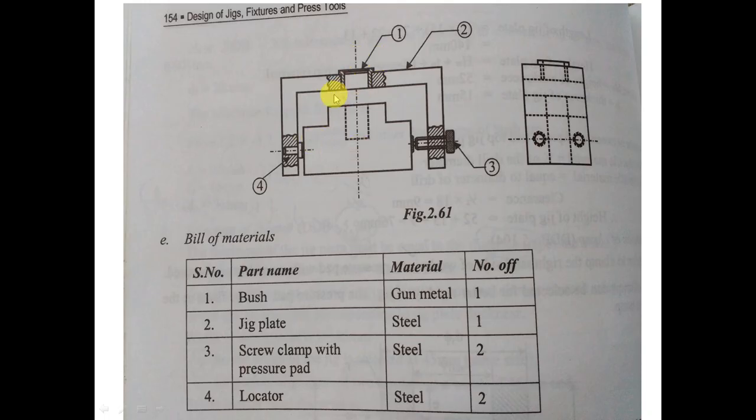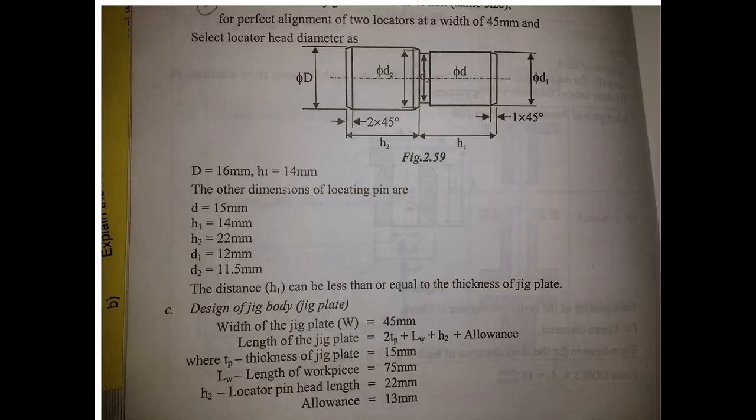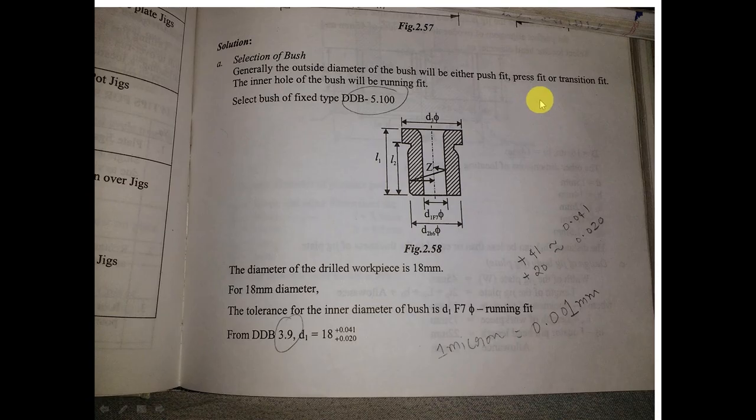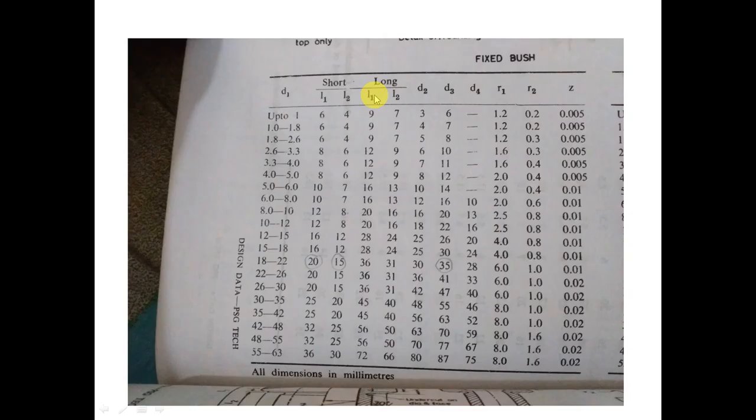After drawing a rough sketch of the drill jig which you are going to design, we will start with the first component, the drill bush. So how are we going to select a drill bush? For this, go to the PSG Design Data Book, page number 5.100. We are going to select a fixed type of bush. So that is the Design Data Book, page number 5.100. The photocopy is on the next slide.